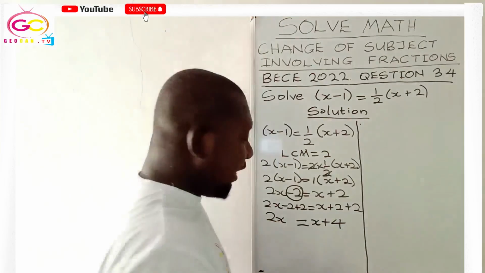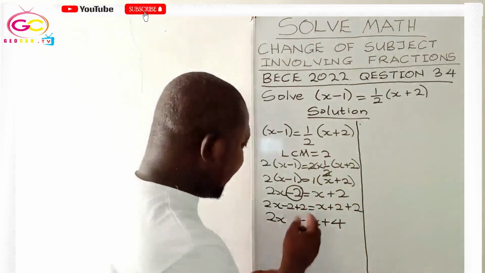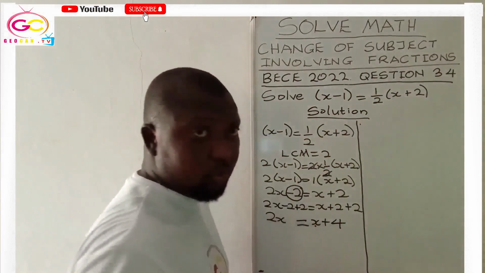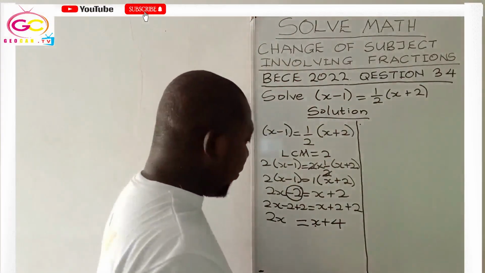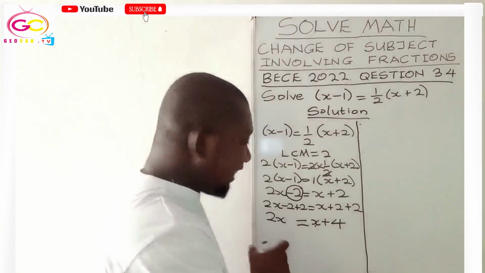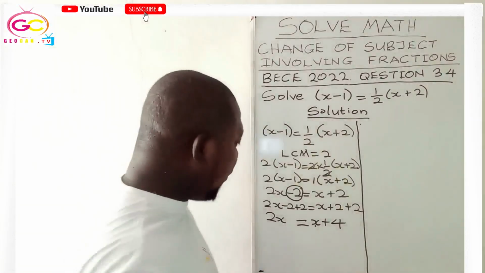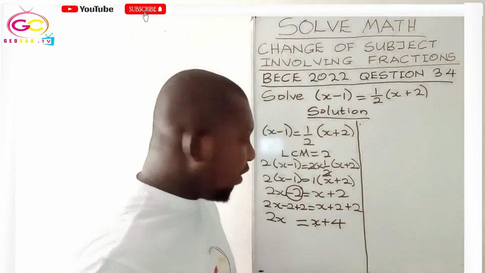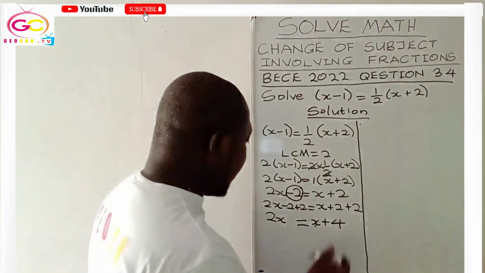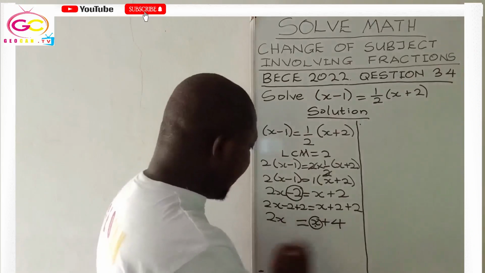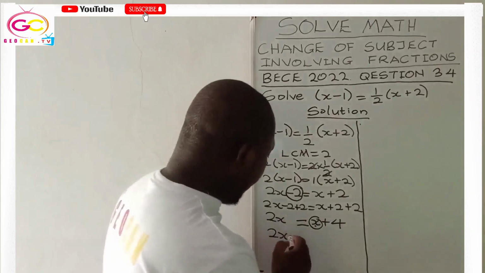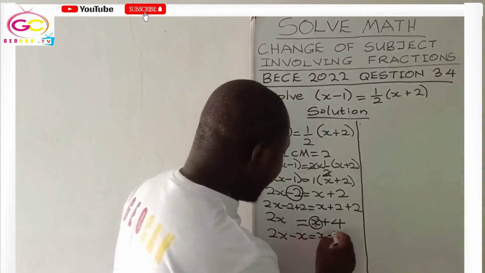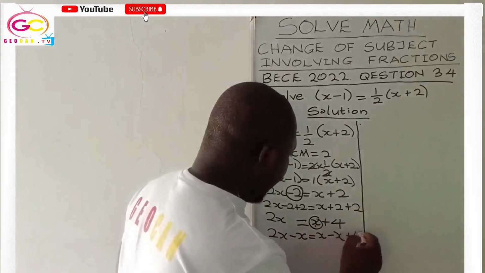Good. We want to group like terms. Okay? So in this context, we have x here. So in order to group it, for it to come closer to the 2x, now you have to subtract x from both sides of the equation. Okay? Good. So let's do that for you to appreciate it. We are subtracting x from both sides. So 2x minus x will be equal to this x minus x, then your plus 4.